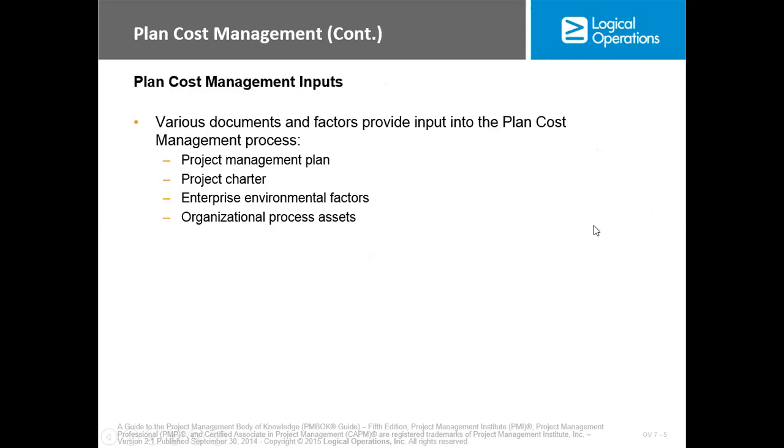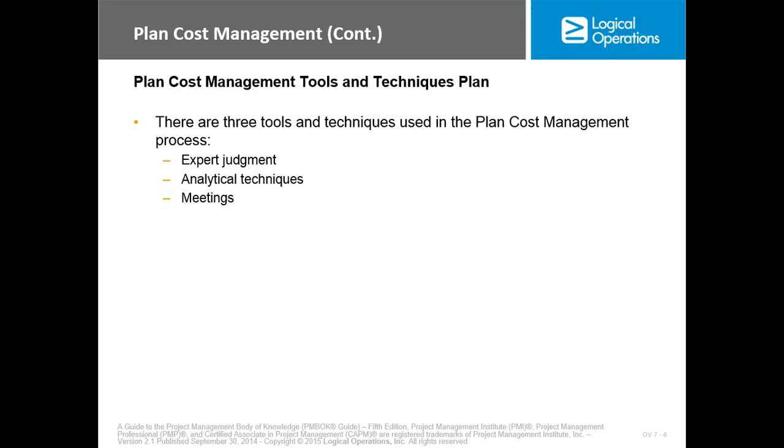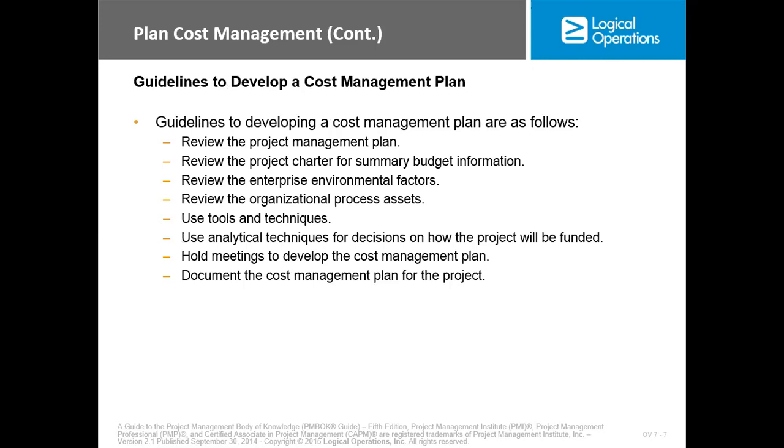Okay. Now various documents and factors provide input into the plan cost management process. We have the project management plan, project charter, enterprise environmental factors, and organizational process assets. There are 3 tools and techniques used in the plan cost management process: expert judgment, analytical technique, and meetings. Now we have a guideline to develop the cost management plan. Okay. The guideline to develop a cost management plan is as follows.